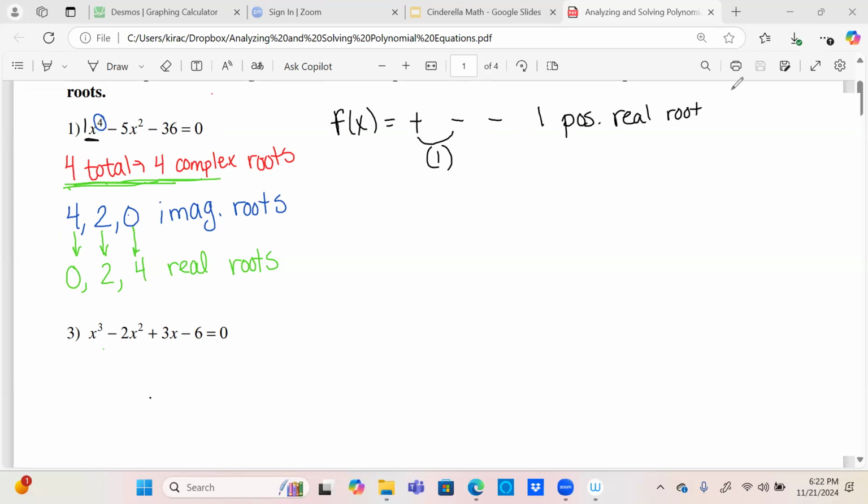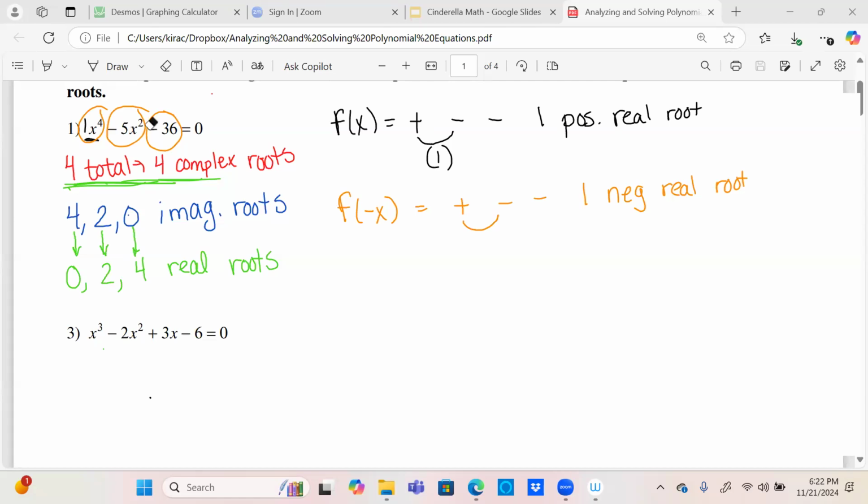That doesn't mean it's rational. It doesn't have to be pretty. It just has to be real, which means it's not imaginary. Okay, now let's look at the signs of f of negative x. Only anything with an odd power would change. This has an even power, so that'll stay. This has an even, that'll stay. And then this has no x's, so it'll just stay. We get 1 sign change. So this will have 1 negative real root.